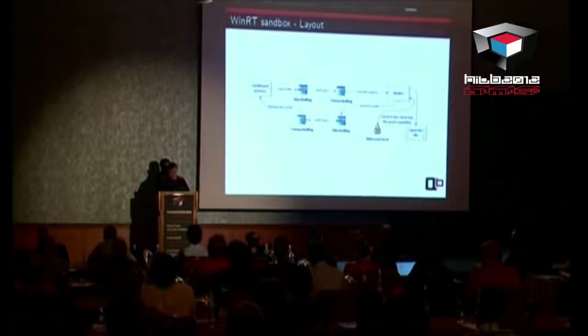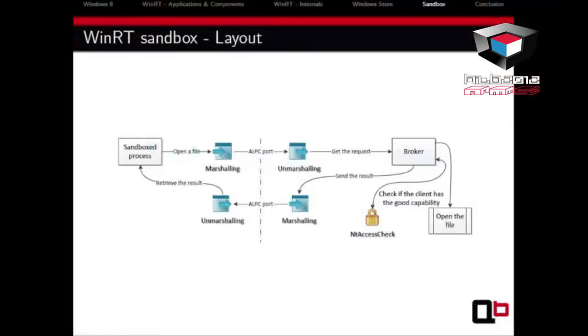On WinRT, it's far simpler because Microsoft designed a new API, and basically the developer, without knowing it, will send an object through the RPC port. So it will instantiate the object, marshal it, and send it through the LPC port. On the broker side, it will unmarshal it to instantiate the object in its own process context, and then check if the sandboxed process has the right capability SID. If so, it will open the file and, once again, use a COM object to send back the result to the sandboxed process.